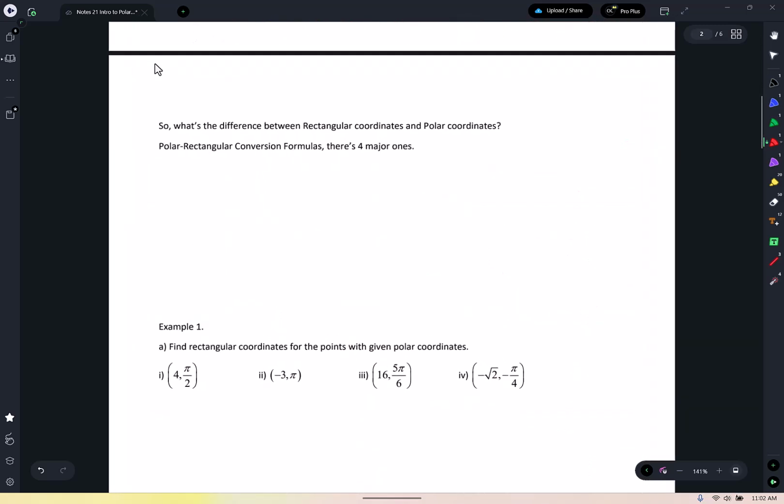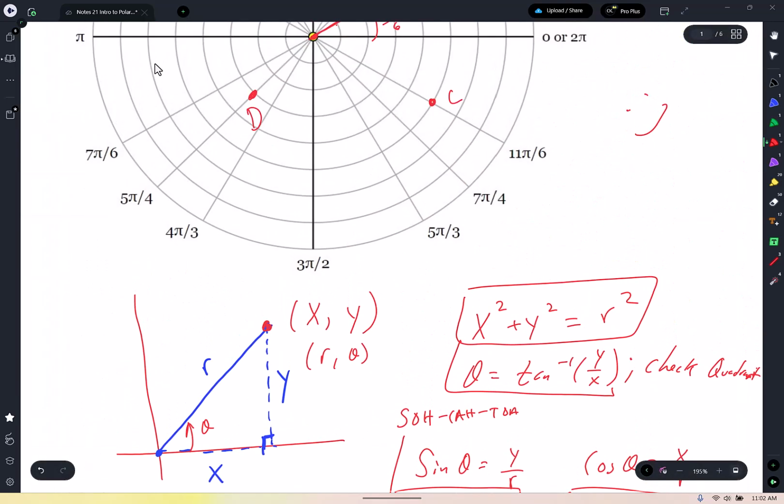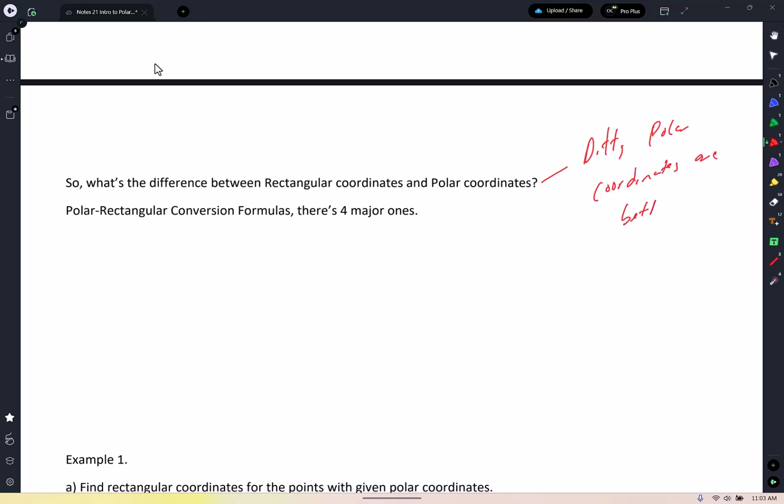So when it says here, what's the difference between rectangular coordinates and polar coordinates? They're the same. It's just used for different situations. So I'm going to say polar coordinates are better for, and I'm going to put anything in quotes, anything moving in a hyperbolic fashion.